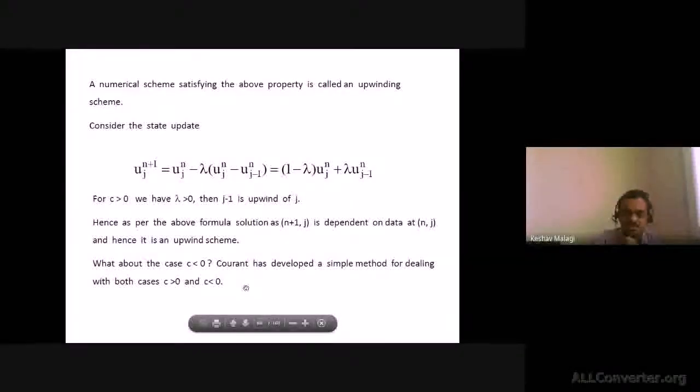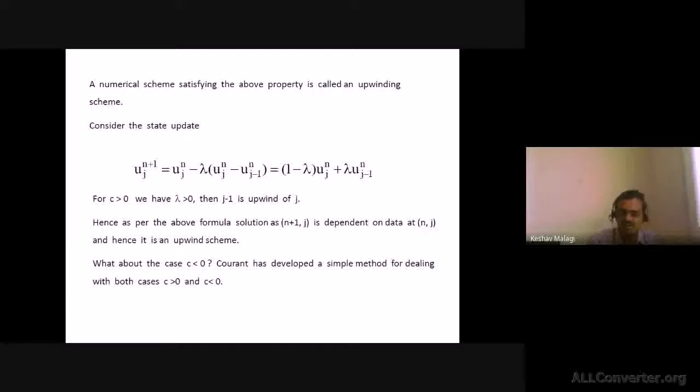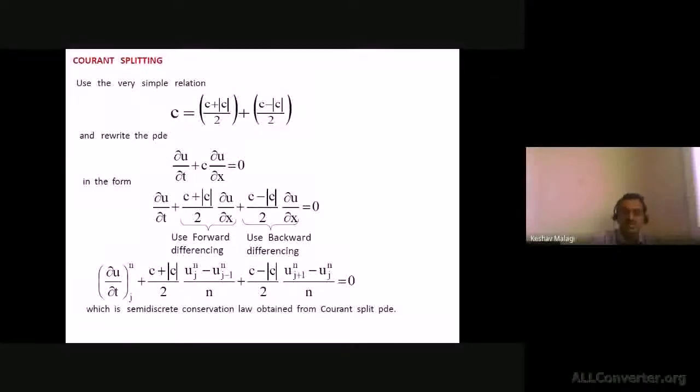So there is a splitting offered by Courant, Isaacson and Rees, called CIR. If you write lambda or c in a particular way, the scheme naturally respects the upwinding. That is, you write c by splitting it into a positive and a negative part. If c is positive, this will be positive and this will become 0. If c is negative, this will become 0 and this will be the negative c. So c will take only positive or negative values, which you can split like that. This becomes the positive part, and this becomes the negative part.